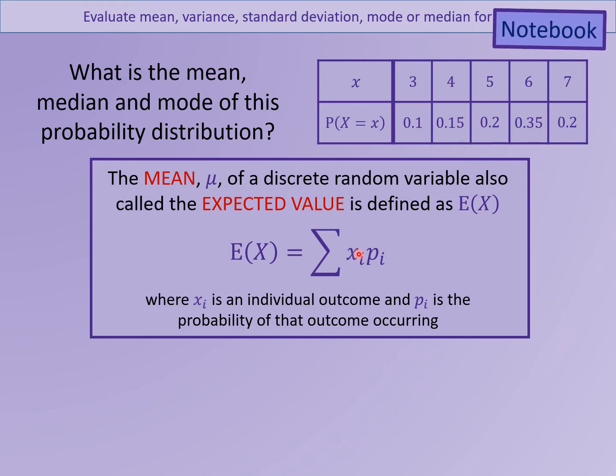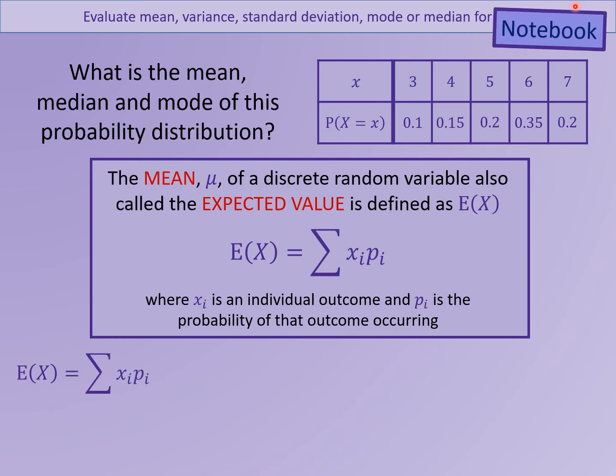What this means is that for each of the x values, we multiply the x value by its probability, and the sigma means that we add all of these values together. So in this case, we are going to go along the table, multiply each of the x's by their probability, and then add together the answers. This will give us the expected value of x.